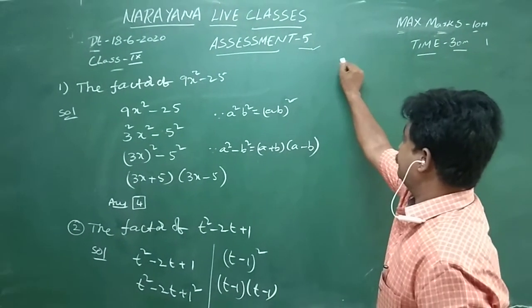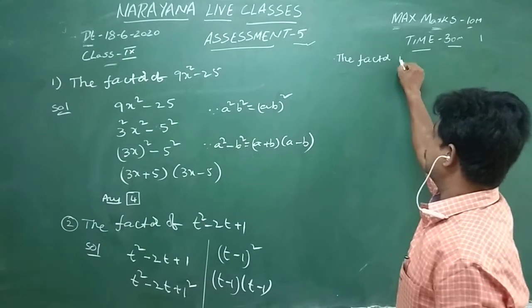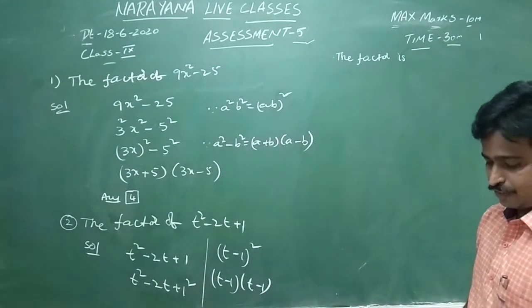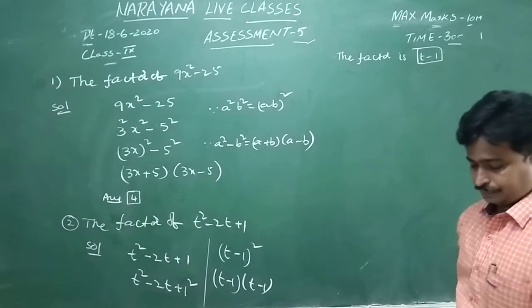Therefore, the factors here are both t minus 1. The answer, first option, is t minus 1. So, this is the answer.